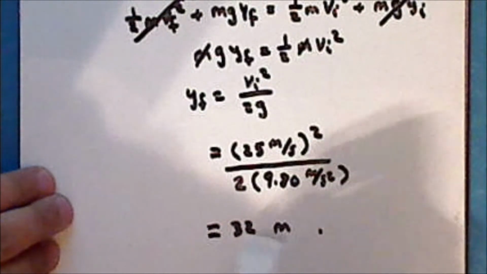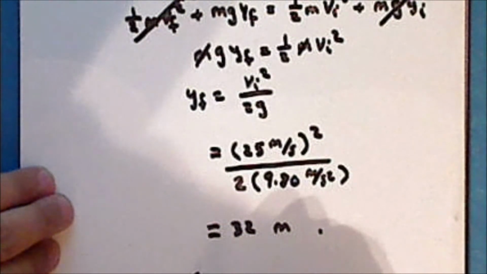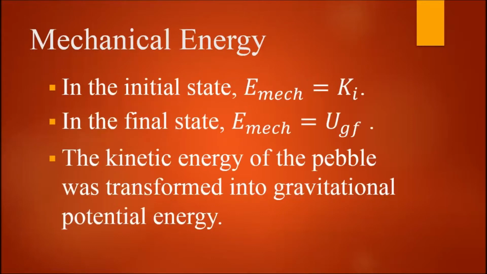Notice that the result does not depend on the mass of the object, as is expected for an object in free fall. So let's focus on a few points from that example. First, the maximum height of the pebble was the square of its initial speed divided by 2 times the acceleration due to gravity. And this is true in general for any projectile in free fall, that is, for any projectile for which the only force acting is the force of gravity.